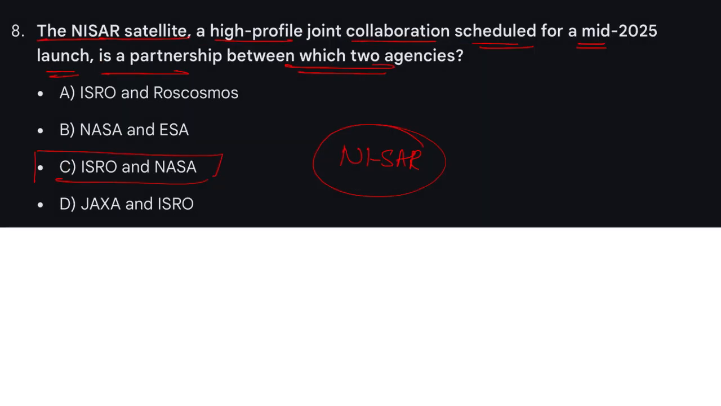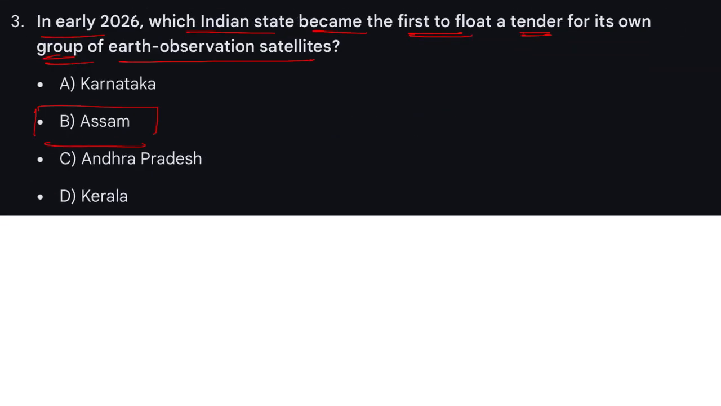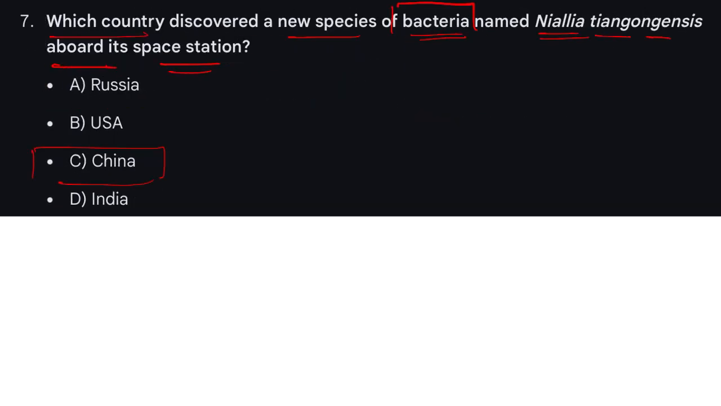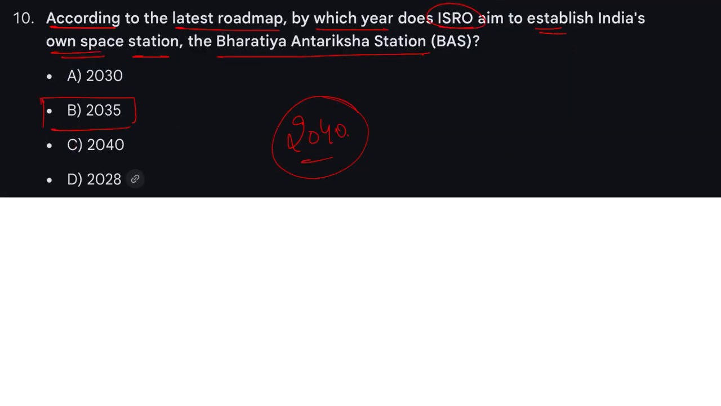So these were your important current affairs related to space, students. I hope you have learned a lot, and whenever we are discussing these MCQs, students, I want you all to take notes.